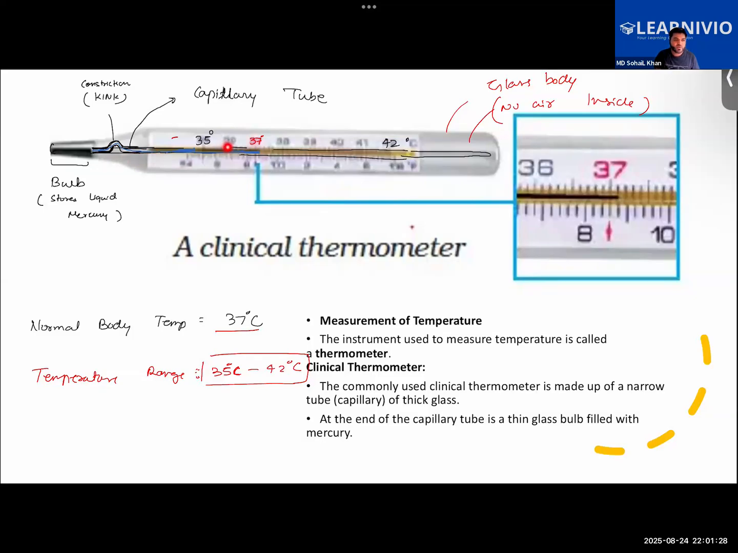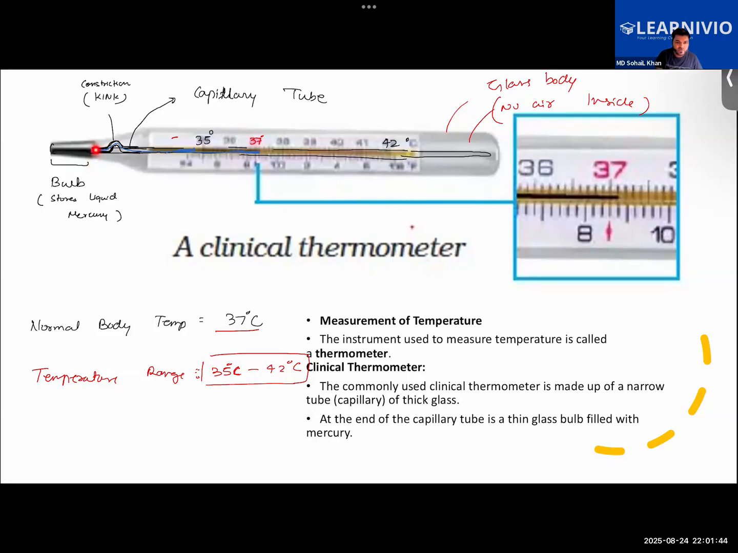So when you put the bulb into contact with the body of the person who is suffering from fever, let's say, or even if he's not suffering from fever, it is put in the underarms, or on the tongue.